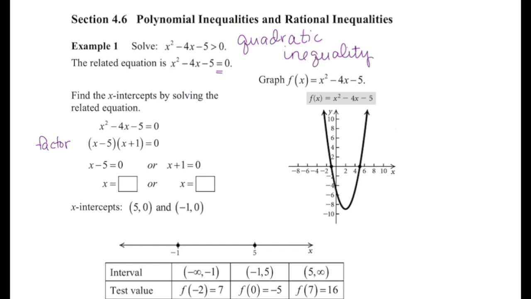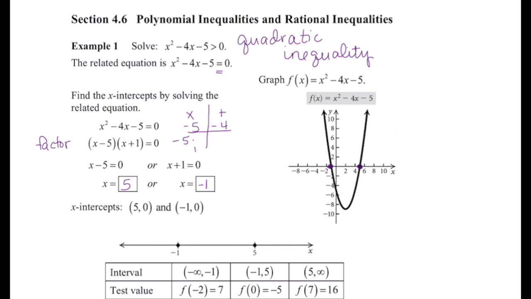When I factor, I'm finding two values which multiply to -5, but yet add to -4. And I see that -5 and +1 will work. So its factored form will be x minus 5 times x plus 1. Setting each piece equal to 0, we'll have x is equal to 5 and x is equal to -1. So our x-intercepts are 5 and -1. So we could actually plot them on a graph as we're working here.